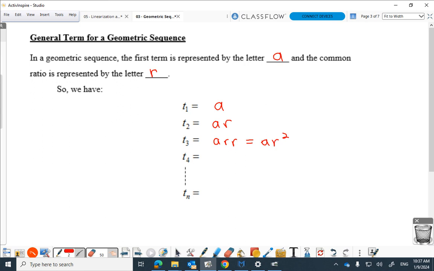The fourth term is A times R times R times R, which is AR cubed. Now I'm going to do the formula. Here comes the formula.